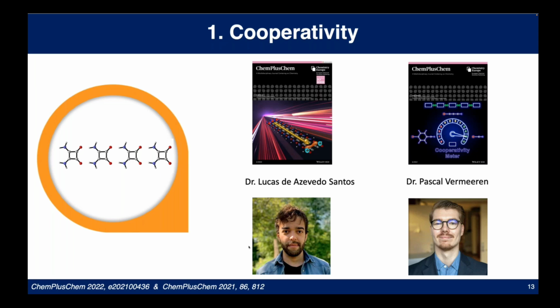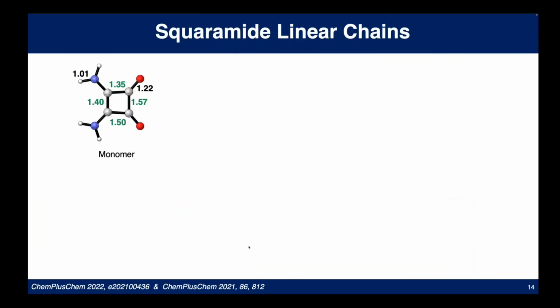Pascal Vermeer. And they have worked on cooperativity of squaramides. So squaramides can form linear chains in supramolecular chemistry. And we will first focus on the geometry.